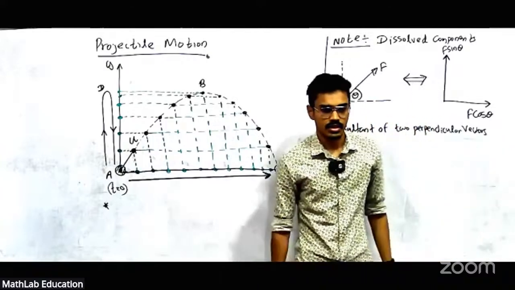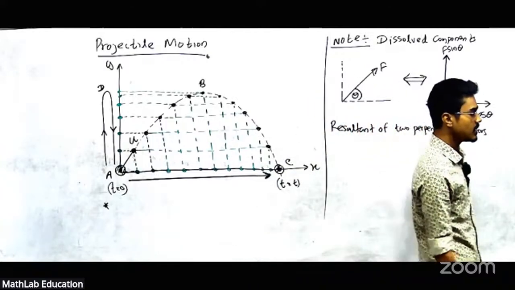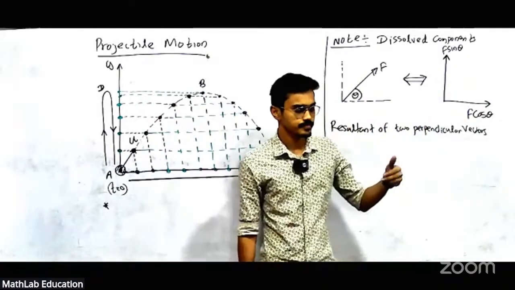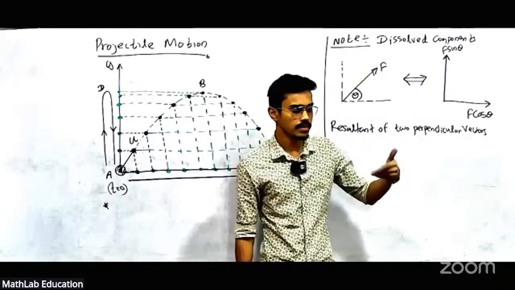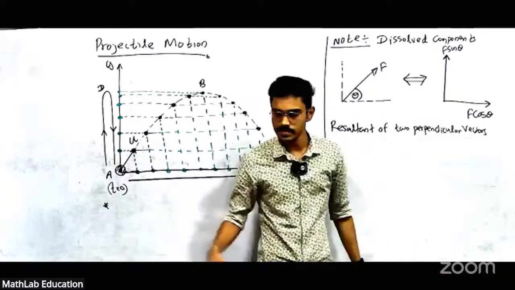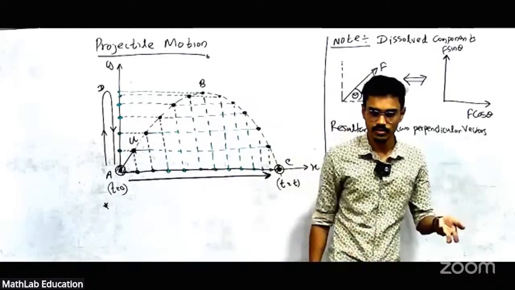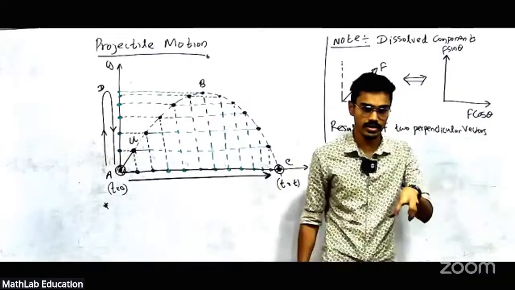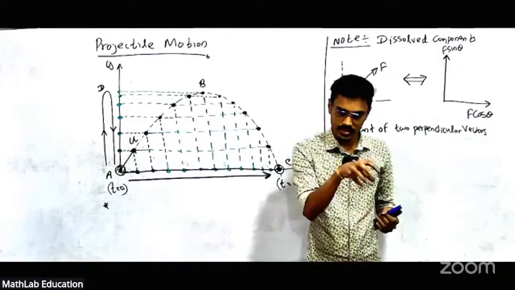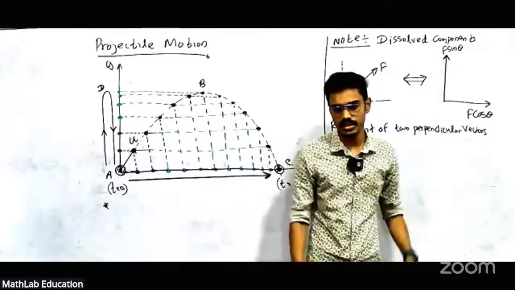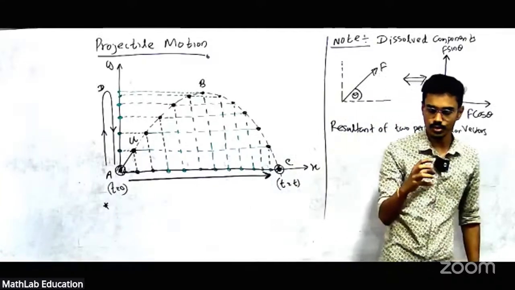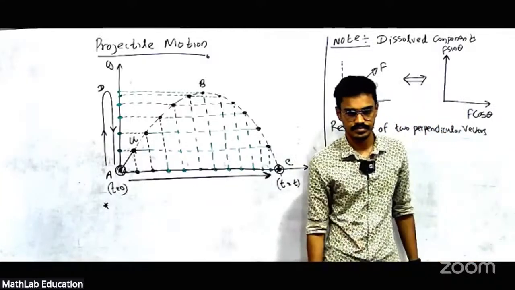Clear? Let's say there's a particular person who can bat, a batsman, and there's another person who can only bowl, a bowler. And if there is another one, an all-rounder, who can both bat and bowl, right? That's a resultant of the other two. So the resultant is always the single vector that replaces multiple vectors, right?